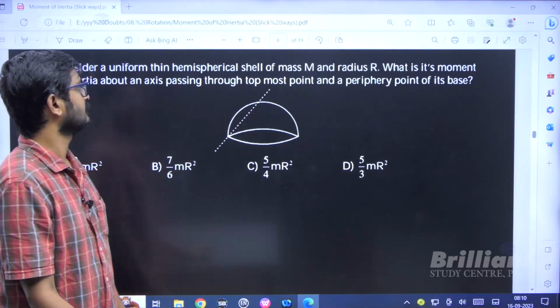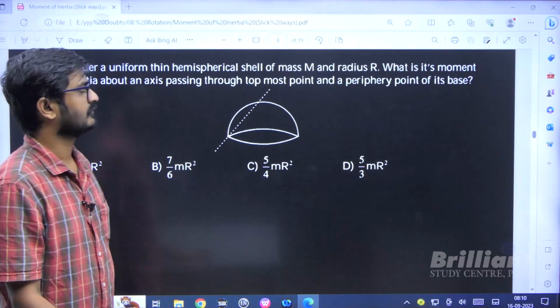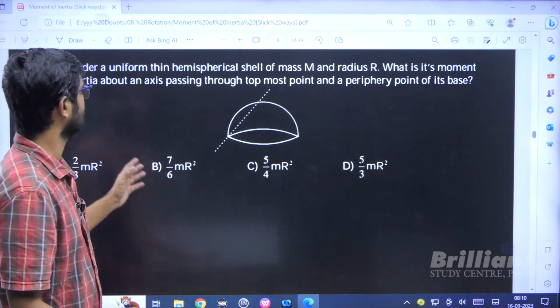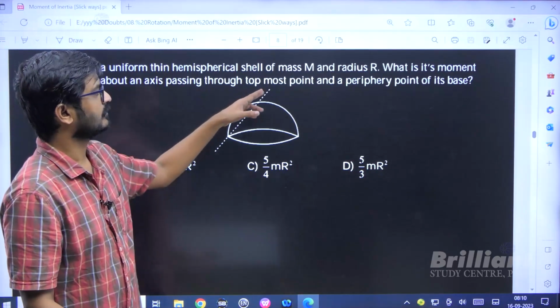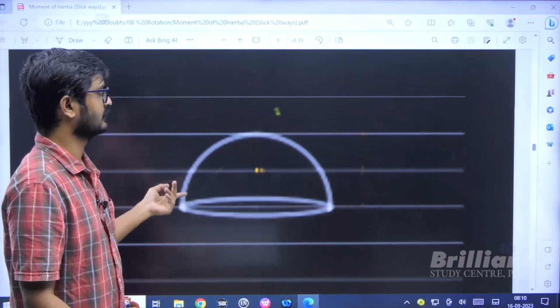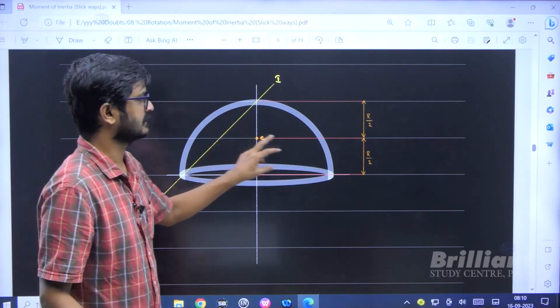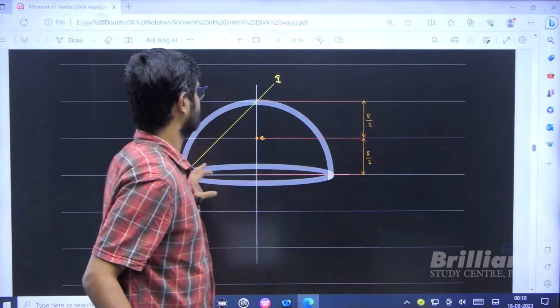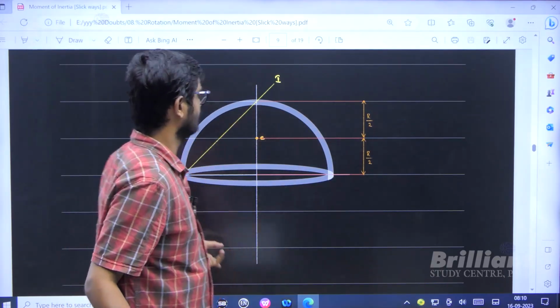Consider a uniform thin hemispherical shell of mass m and radius r. What is its moment of inertia about an axis passing through the topmost point and the periphery point of its base? See, it is a half shell. You know, for a half shell, the center of mass will be at a distance r by 2. So if this is r by 2, this will be r by 2.